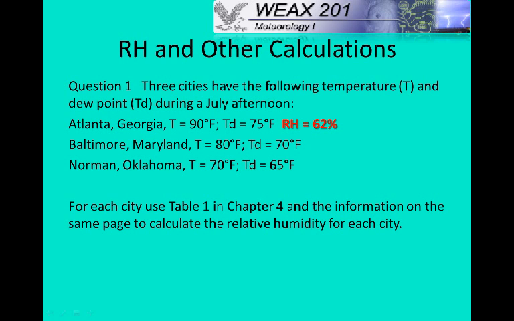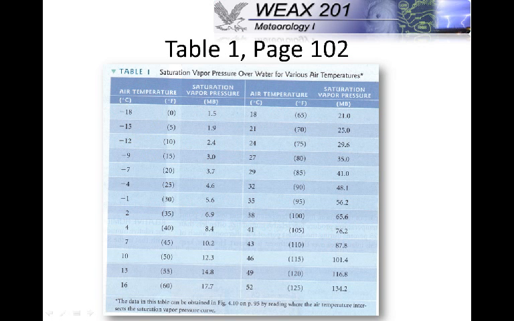Looking at Baltimore, Maryland, where the temperature is 80 degrees Fahrenheit and the dew point is 70 degrees Fahrenheit, we once again go back to Table 1 on page 102. We correlate that 80 degree temperature to 35 millibars of saturation vapor pressure and a 70 degree dew point to a 25 millibar vapor pressure.